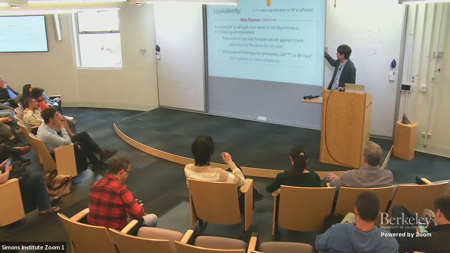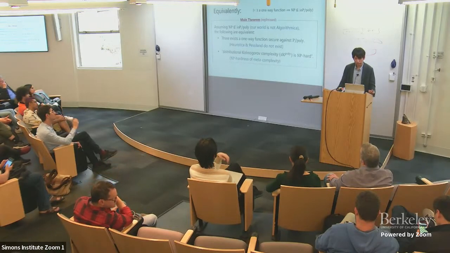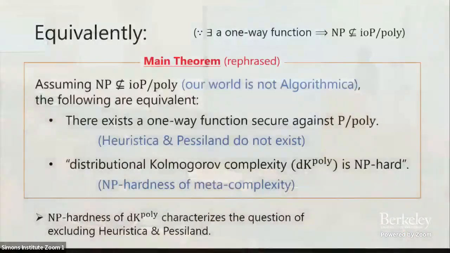Okay, let me try to state this in terms of Impagliazzo's five worlds. Basically, this result can also be stated as saying that NP-hardness of distributional complexity characterizes the question of eliminating Heuristica and Pessiland in this formal sense.